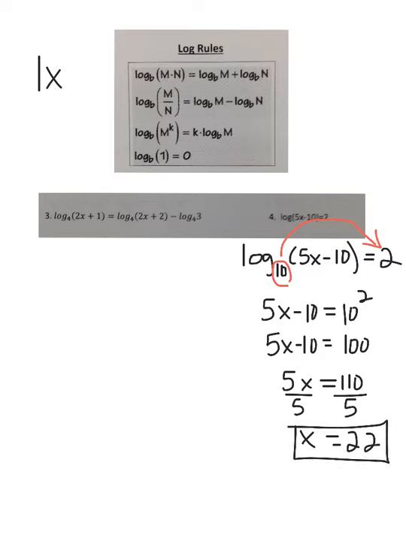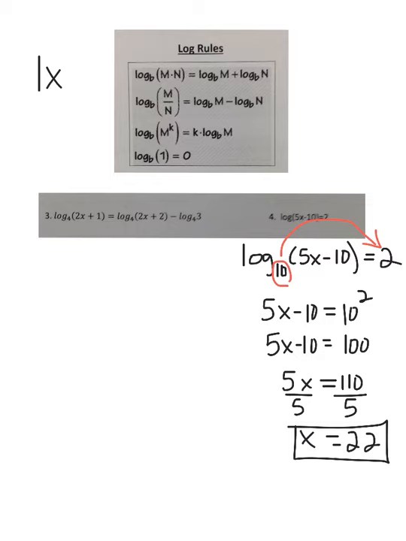Now let's just double check, because we don't want a negative. Let's put this 22 in here, and do you see if I put 22 in here, that's going to be 110 minus 10. That's a positive number. I don't care what the number is. As long as I know that it's positive, we're good to go. So final answer, x equals 22.